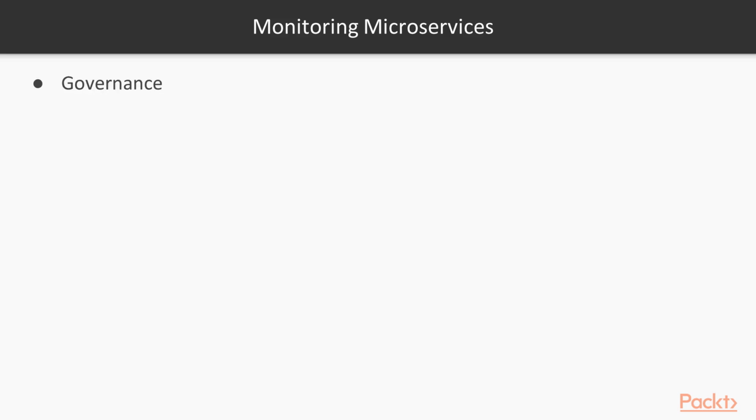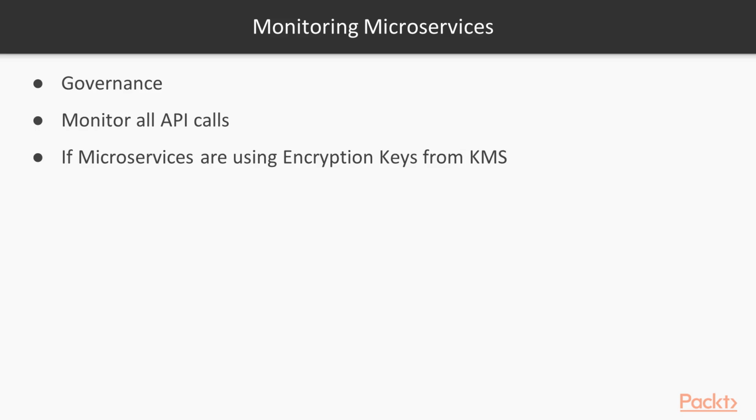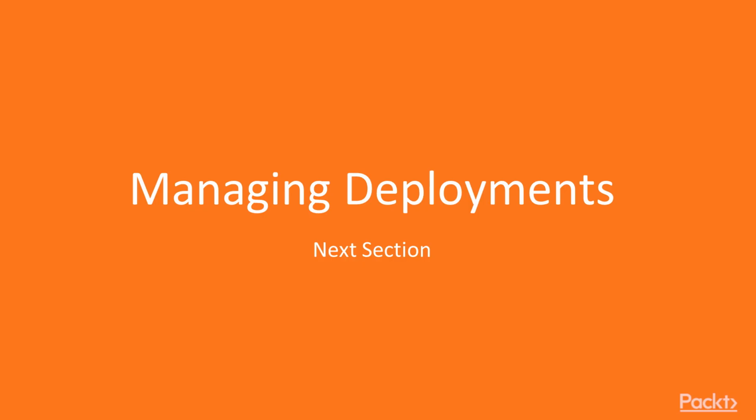Now when it comes to governance, an important aspect when it comes to auditing, you can monitor all API calls using CloudTrail. Now this is an important aspect, especially if you're using microservices and encryption keys from the key management service within AWS. So it's good if you're accessing any confidential data in your services to use CloudTrail as an API monitoring tool. So now let's move on to the next section.